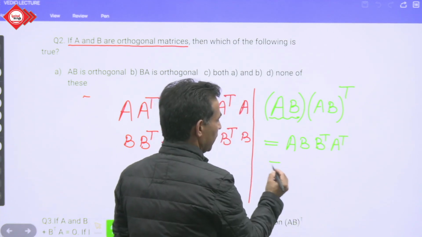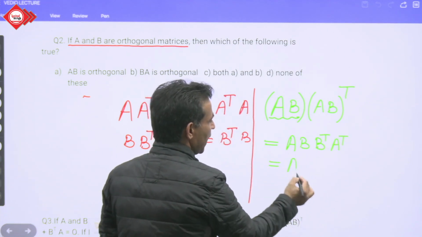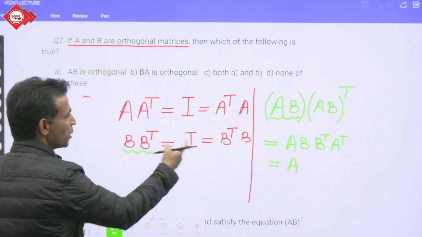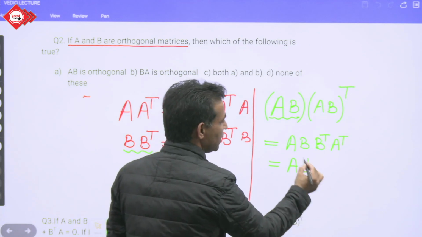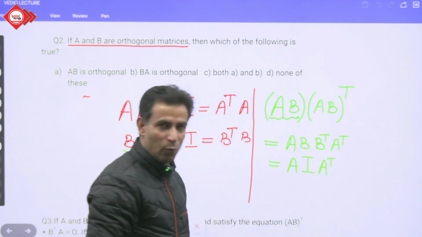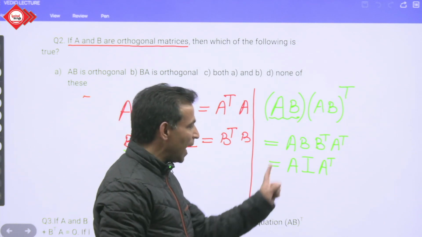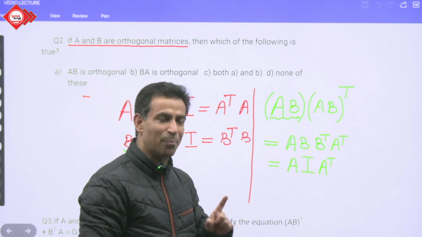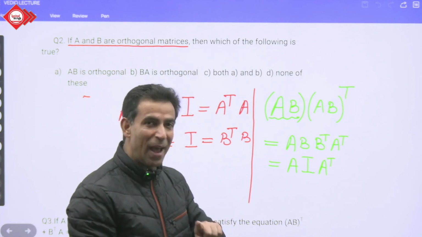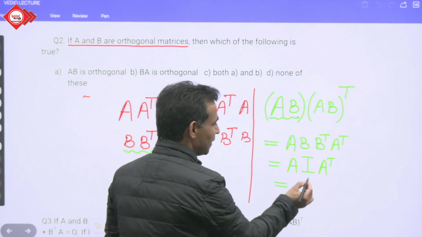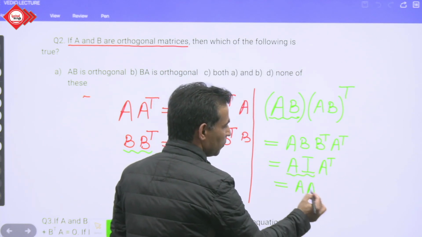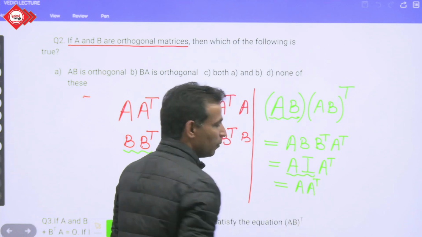Now look here, keep A as it is. What about B B transpose? Look here, B B transpose is an identity matrix. We write here I and A transpose as it is. Well, we know that if any matrix is post multiplied or pre multiplied by an identity matrix, we get the matrix back. So it means that this gives matrix A back, and in the right side we have A transpose.